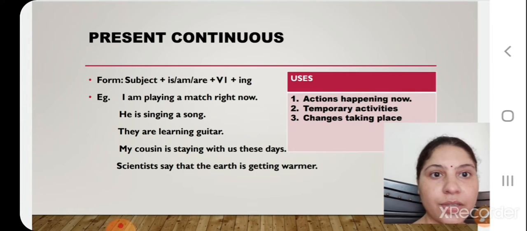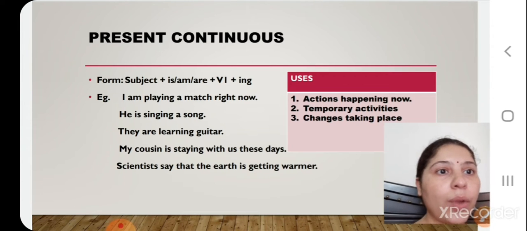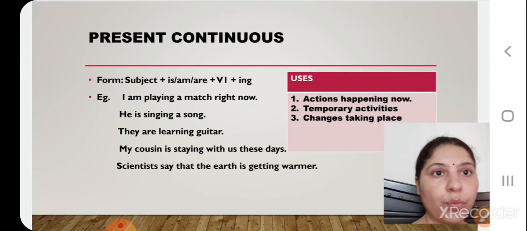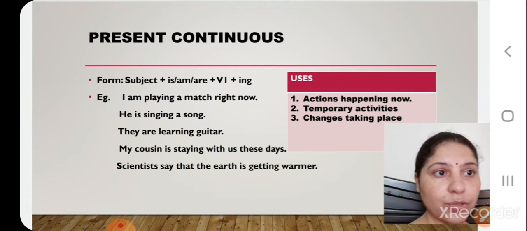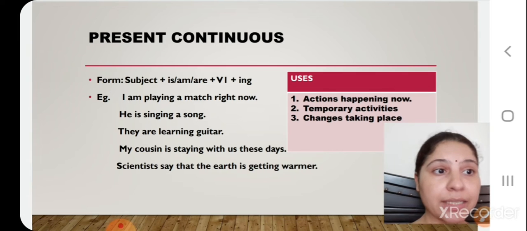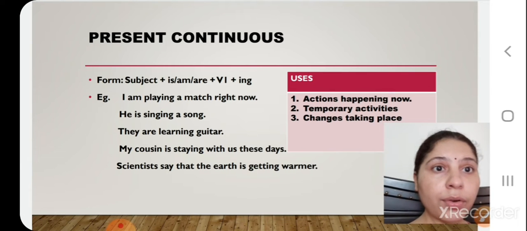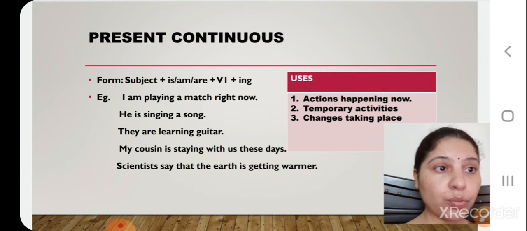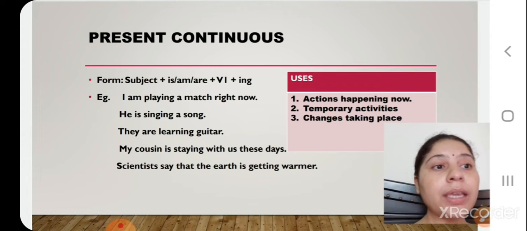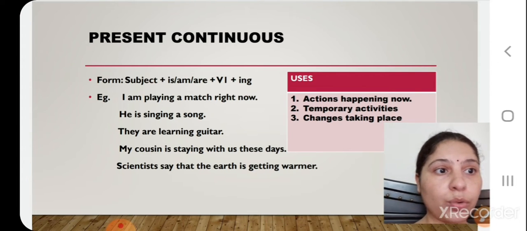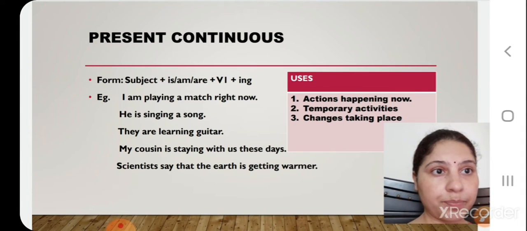So I am playing a match right now. He is singing a song. They are learning guitar. My cousin is staying with us these days. All these are examples of present continuous tense. Now where do we use them? Where do we use this tense? We use present continuous tense to refer to the activities that are going on right now. At present, what we are doing, we refer to those actions, those activities by using present continuous tense.